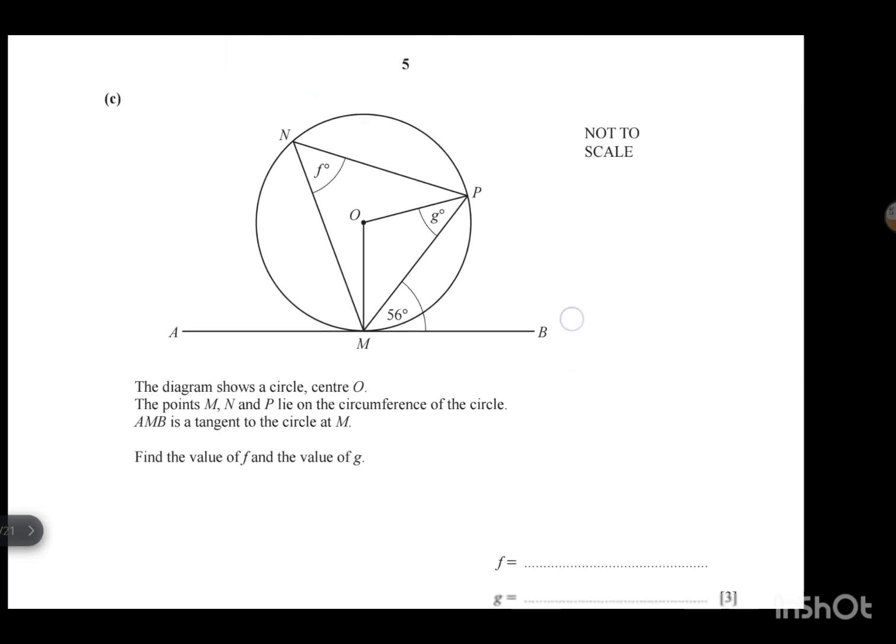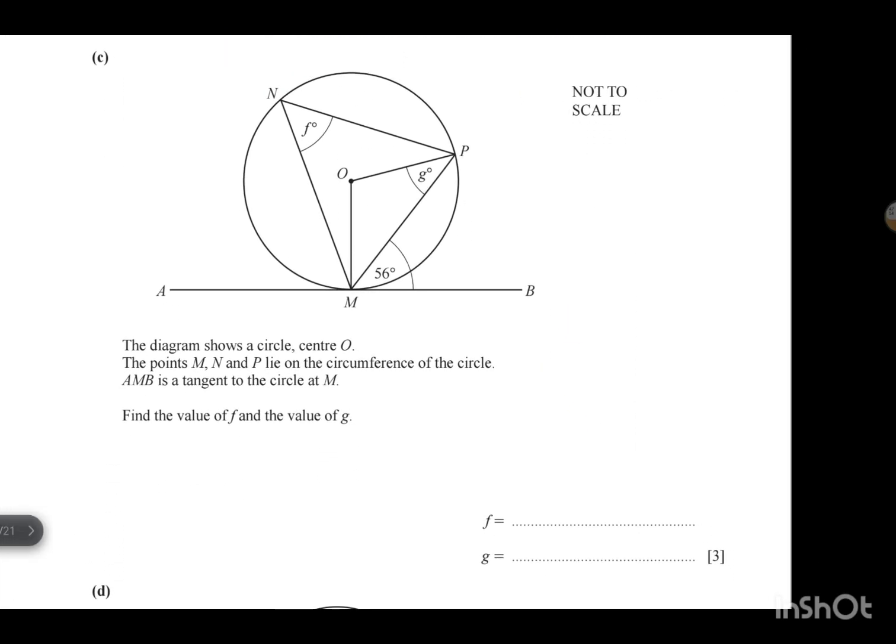Question number C. The diagram shows a circle, center O. The points M and P lie on the circumference of the circle. AB is the tangent at M. Find the value of F and the value of G. You need to find this and this. So first of all, you will see that this angle is already given. The angles in alternate segments are always equal. So 56 and F will be equal. So F is 56 degrees.